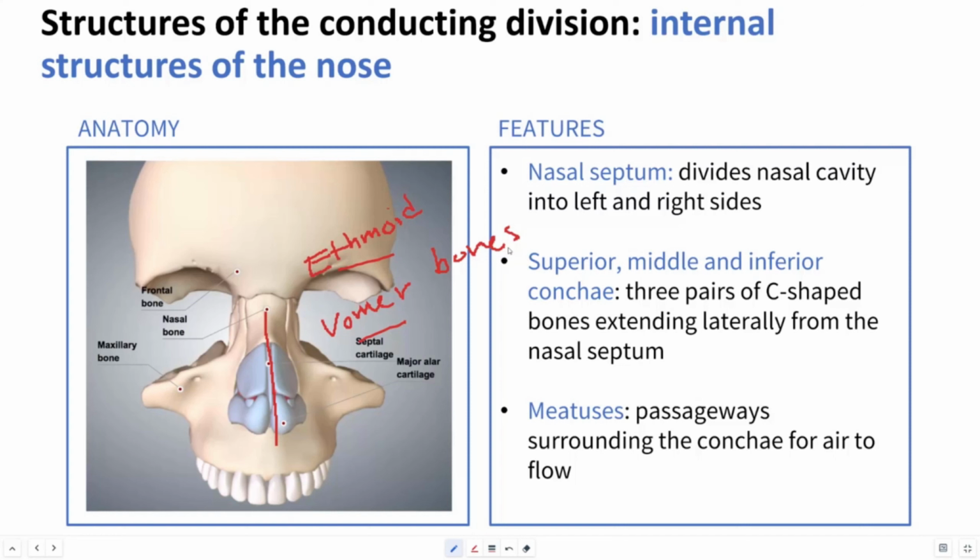The nasal vestibule is located immediately internal to the nostrils and is lined by coarse hairs. Then we have the olfactory region, which is the superior portion of the nasal cavity, which contains the olfactory epithelium for perception of smell. The meatuses are these passageways surrounding the conchae for air to flow in.